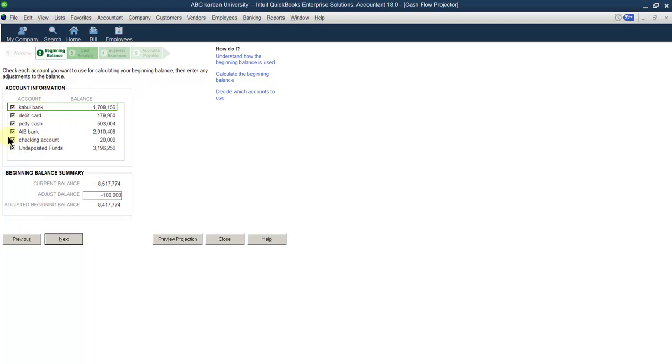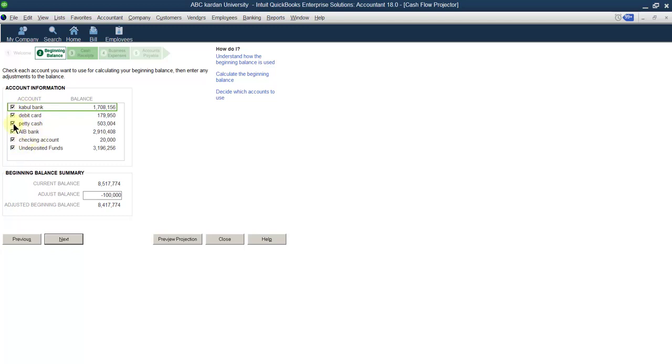Companies, of course, first of all, have to select their opening balance of cash. Opening balance of cash will belong to bank accounts or undeposited funds. All those accounts are available. All your bank accounts are basically available as opening balance. How many bank accounts you have? All of these are the bank accounts.